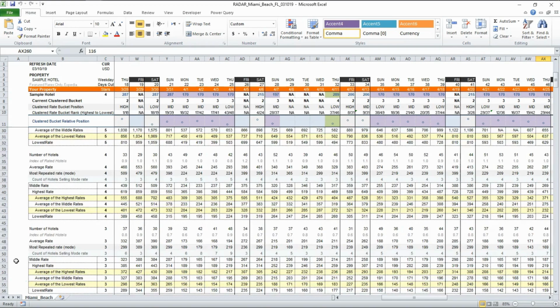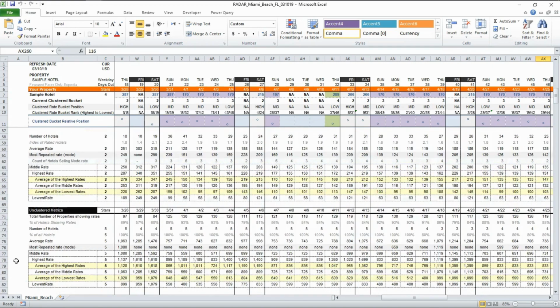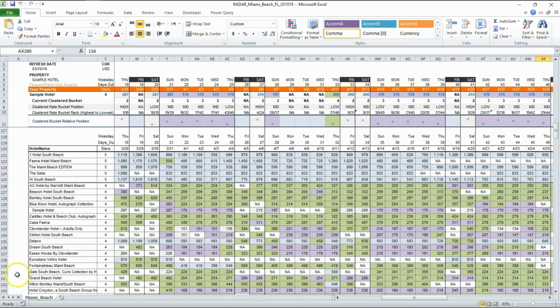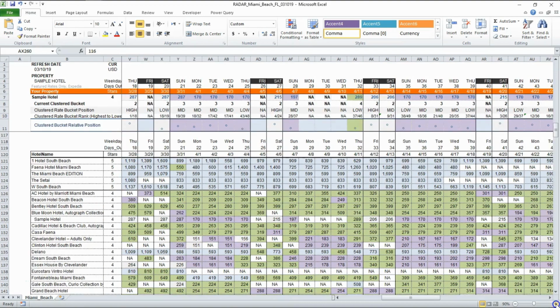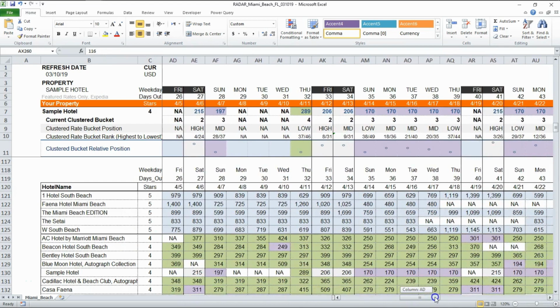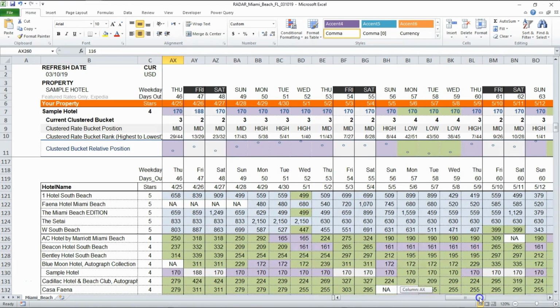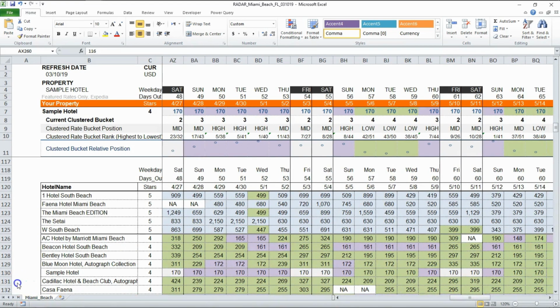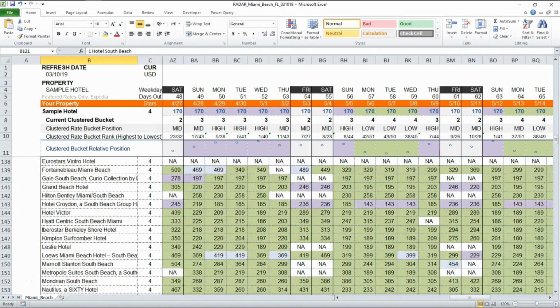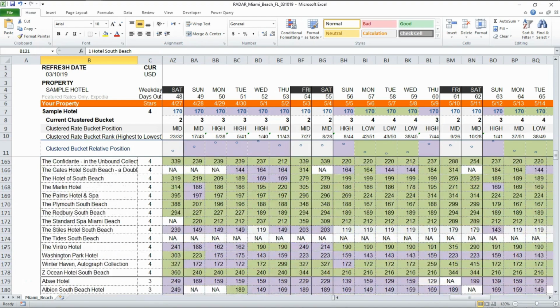To understand the Radar Market Set Analysis Report, we should first take a look at each of the sections it contains, and then dive into each section in detail. The heart of the Radar Report is the Rate Detail section. In this section, we have the extract of featured rates for one-night stays for every hotel in the market for the next 90 days. The hotels are organized by star ratings, from highest to lowest, and then alphabetically, within each star group.